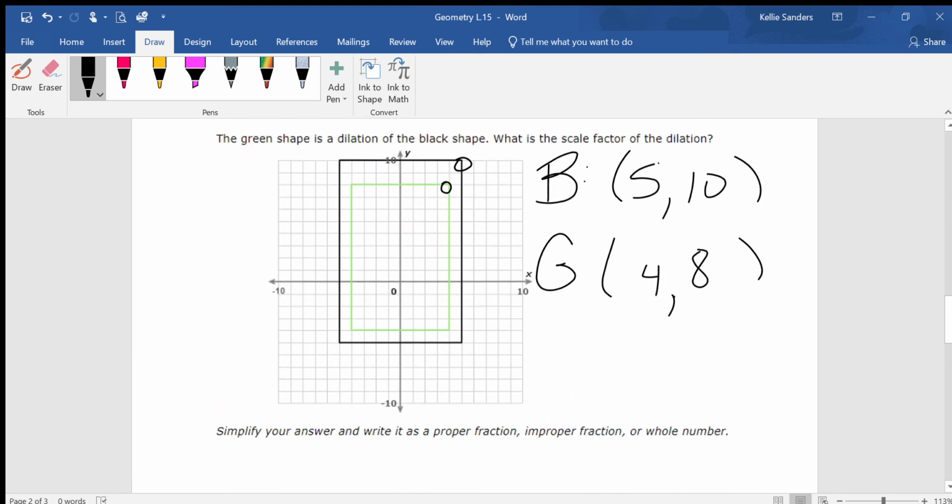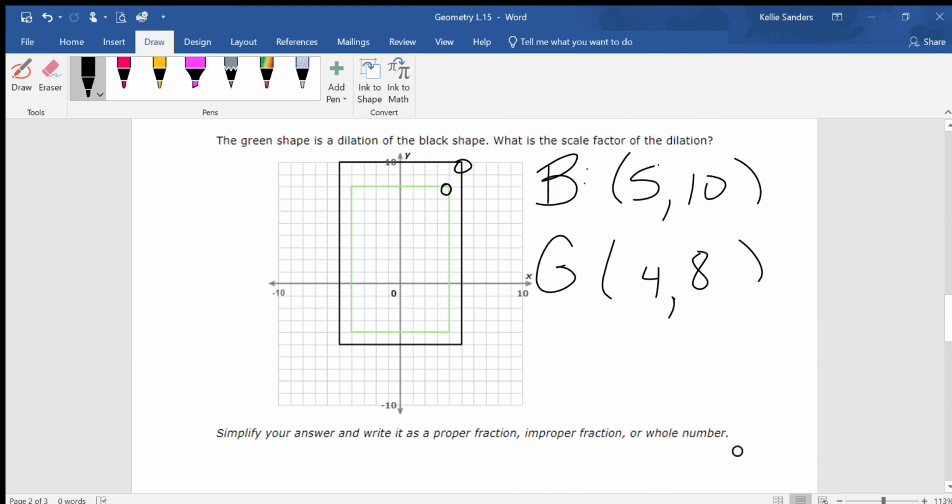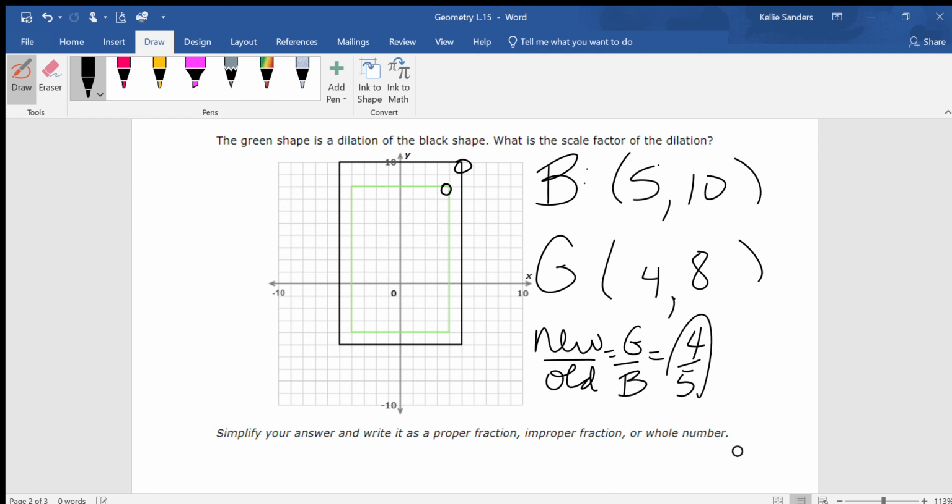And the reason for that is of this one, because you're like, well, I can't multiply 5 by anything to get 4. I can't multiply 10 by anything to get 8. Well, you kind of can, but you just don't like doing it. So new over old, which is green over black. So 4 over 5 right here. And you're like, well, what about 8 over 10? If I do 8 over 10, that reduces to 4 over 5.